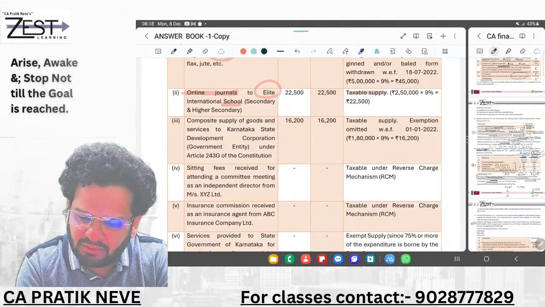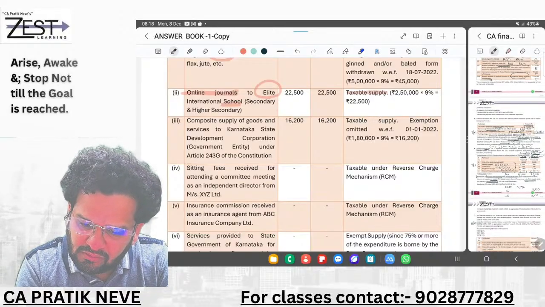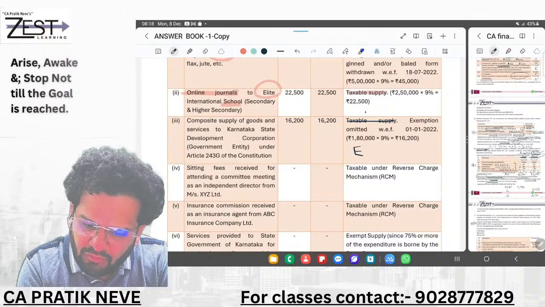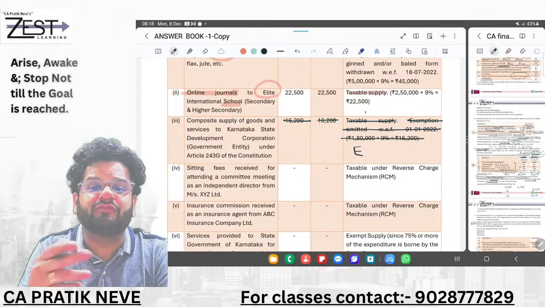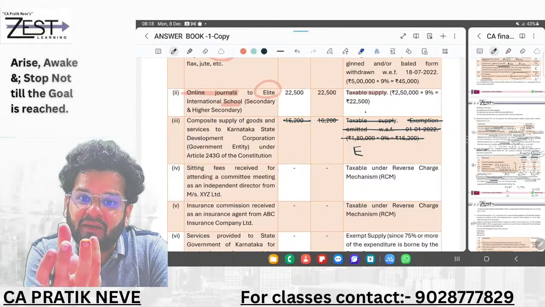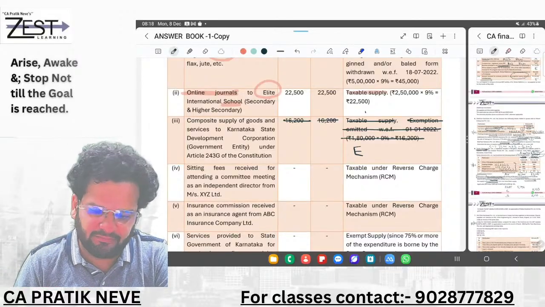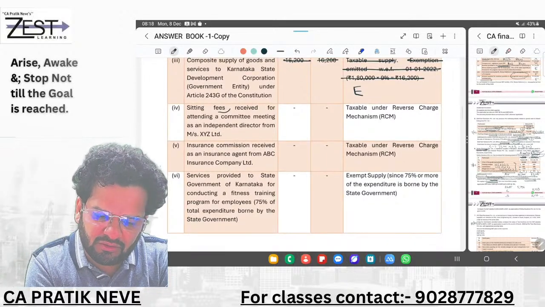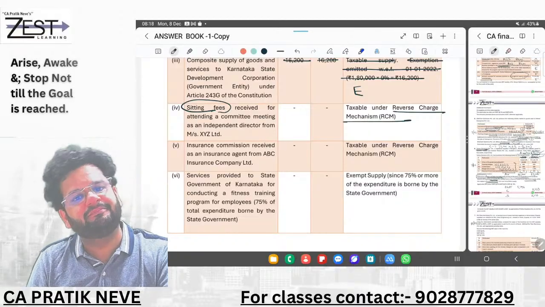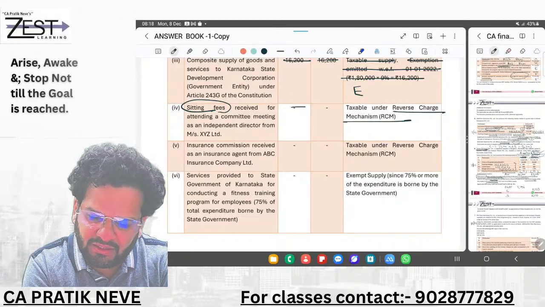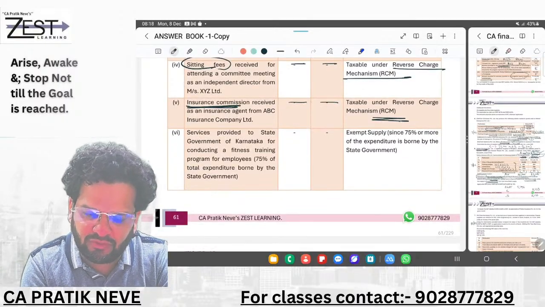Why will it be exempt? We will take it as a composite supply of services, where the supply of goods is up to 25%. That's why it is exempt. Sitting fees, as we discussed, will be taxable under RCM, so we are not paying any GST. Insurance commission, same, taxable on RCM, so we are not paying any GST.